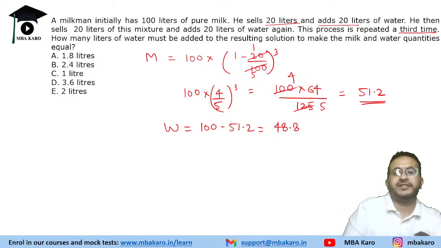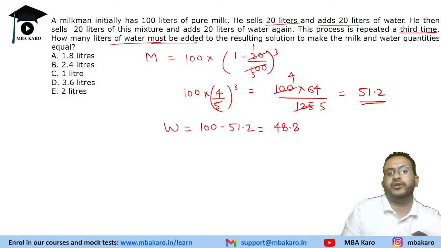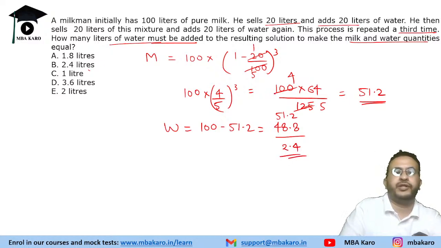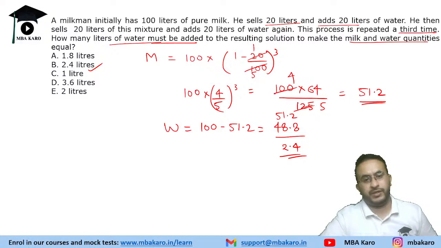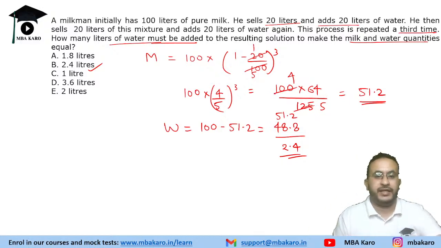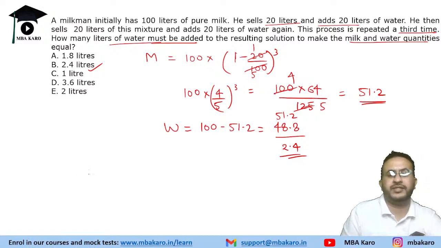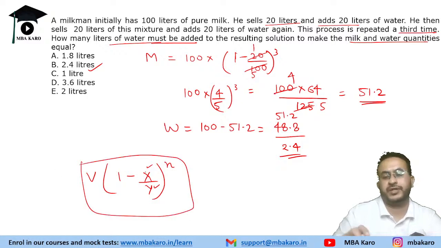So water, now it is asking how much water must be added to make milk and water equal. So 51.2 milk hai and water is 48.8. You need to add 2.4 liter water to make the quantities equal. Okay, so whenever you have to find the volume after n replacements, this is the formula. If the initial volume is v, then 1 minus x upon y, where x and y are how much volume is being replaced and what is the total volume of the solution, raised to the power n. Okay, so that's how we calculate.